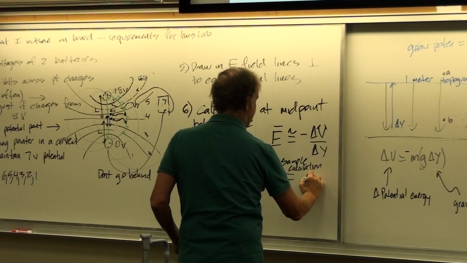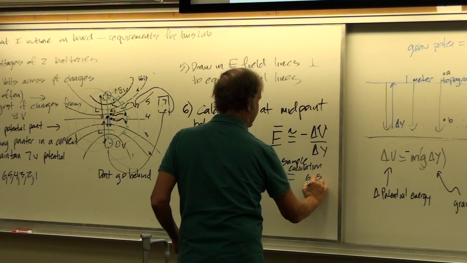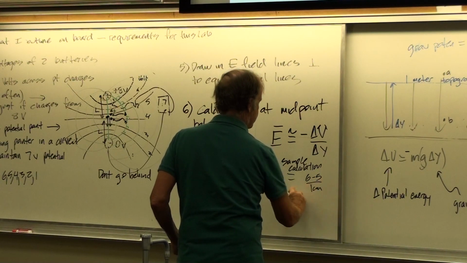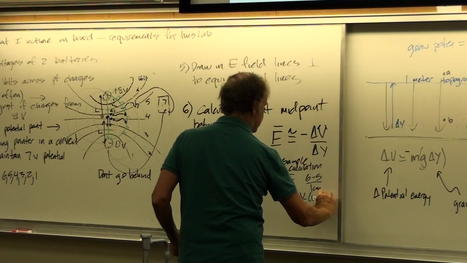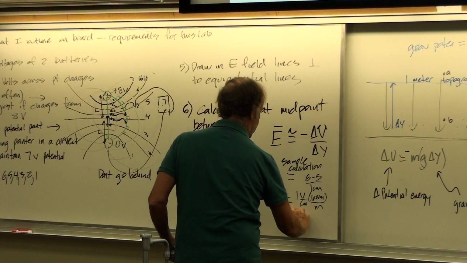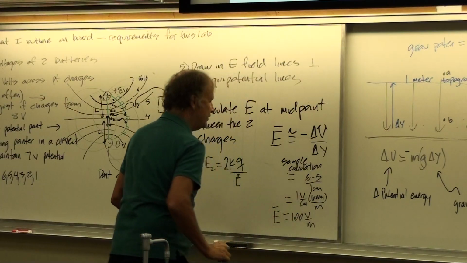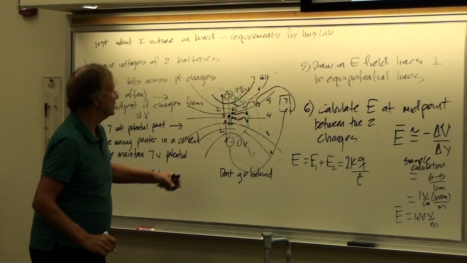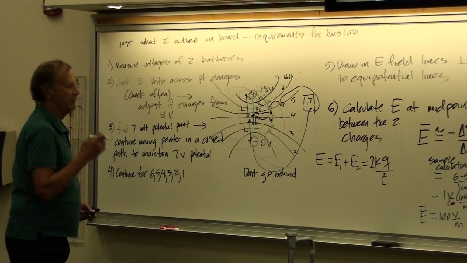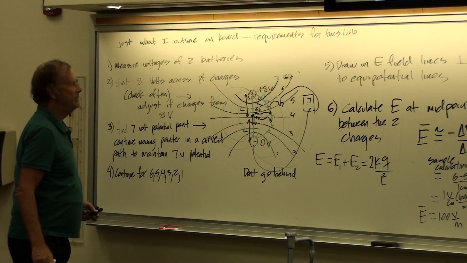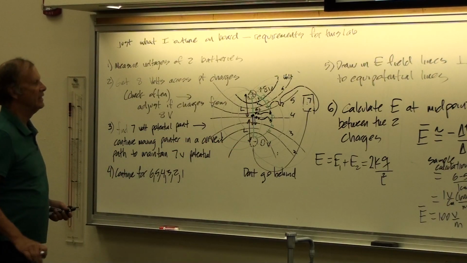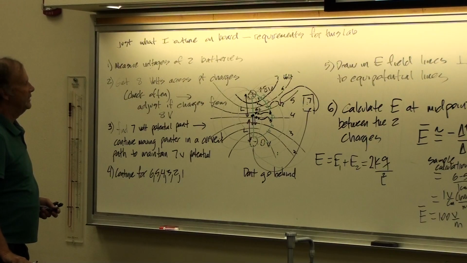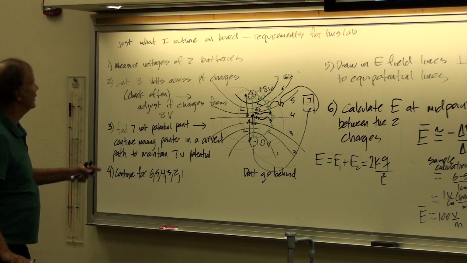We could write this then as 6 minus 5 divided by 1 centimeter, or 1 volt per centimeter, times 100 centimeters per meter, which would give us 100 volts per meter. So that is in the right ballpark for this experiment, that we would get an electric field of about 100 volts per meter. Maybe a little less for the point charge, maybe a little more for the line-line charge. But this is the procedure then.